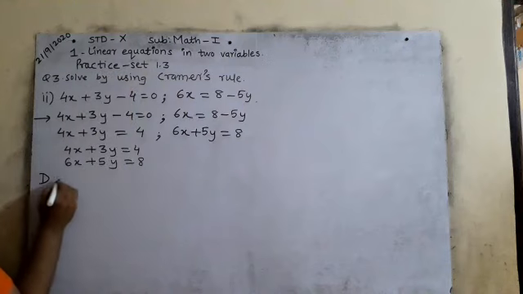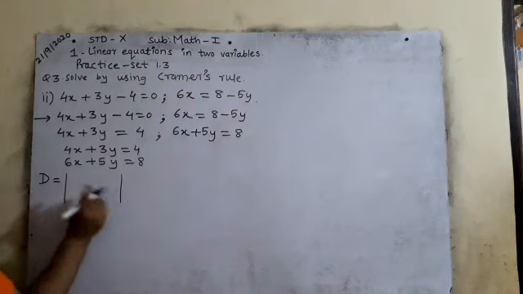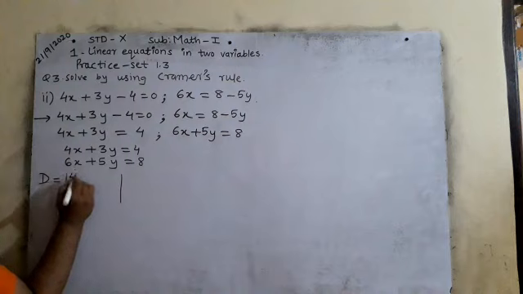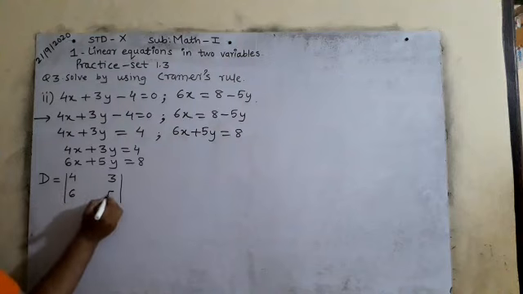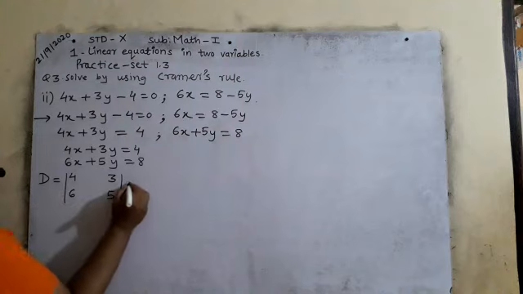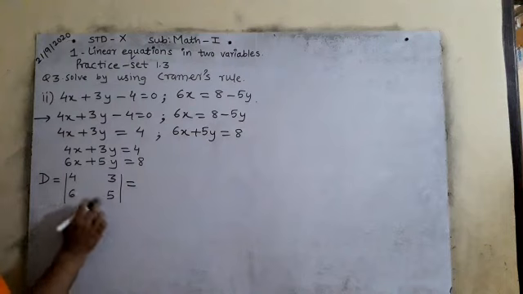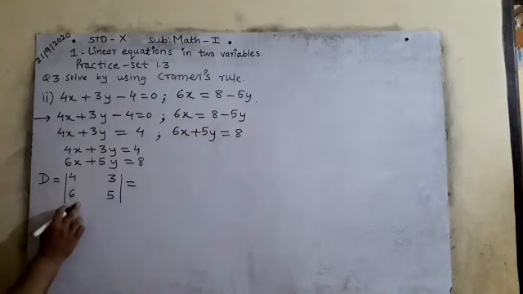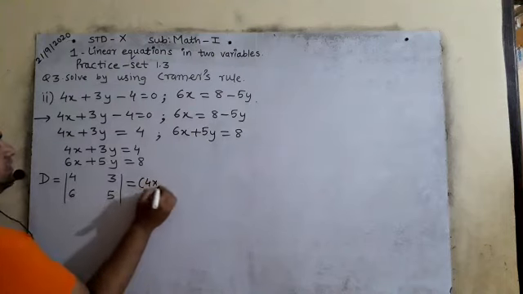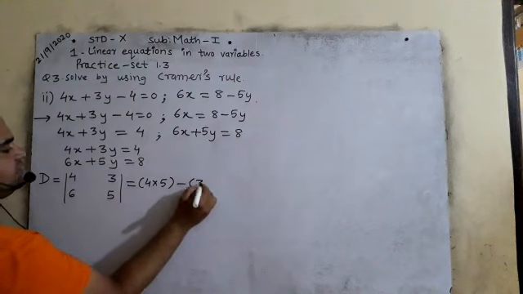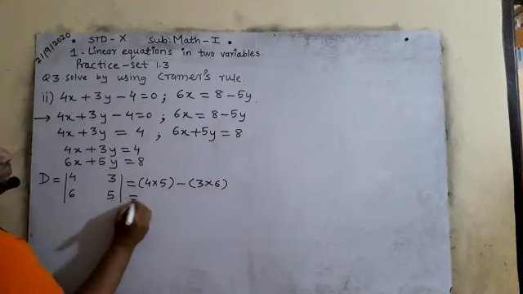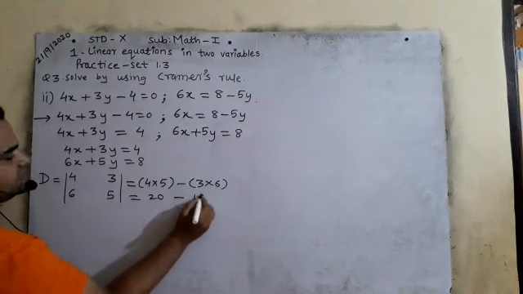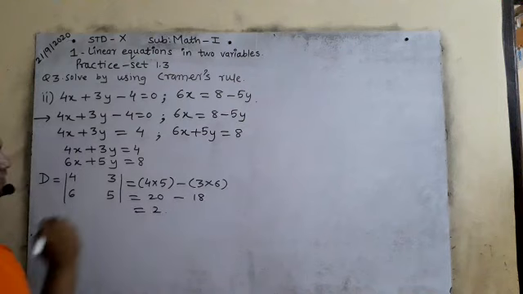First we will find d, the determinant. Okay, so coefficient of x is 4, coefficient of y is 3. Then second equation, coefficient of x is 6, coefficient of y is 5. Okay, now you will solve this. a multiplied by d minus b multiplied by c. So you will solve 4 multiplied by 5 minus 3 multiplied by 6. So 4 5s are 20 minus 3 6s are 18. So d value will be 2.